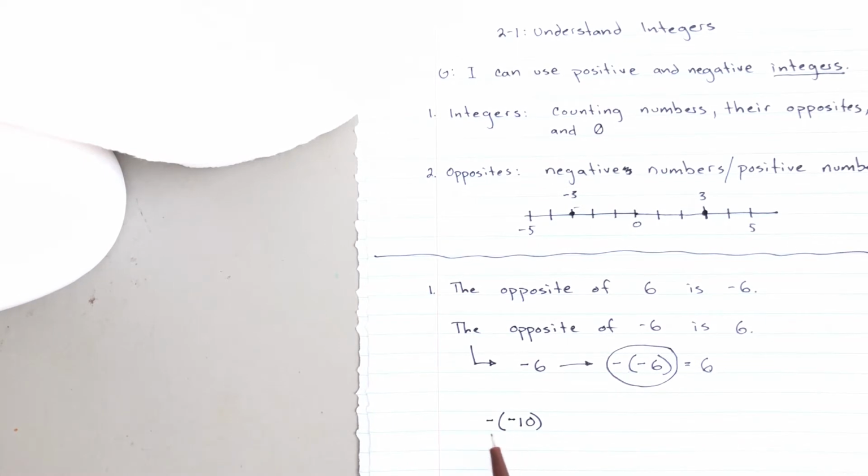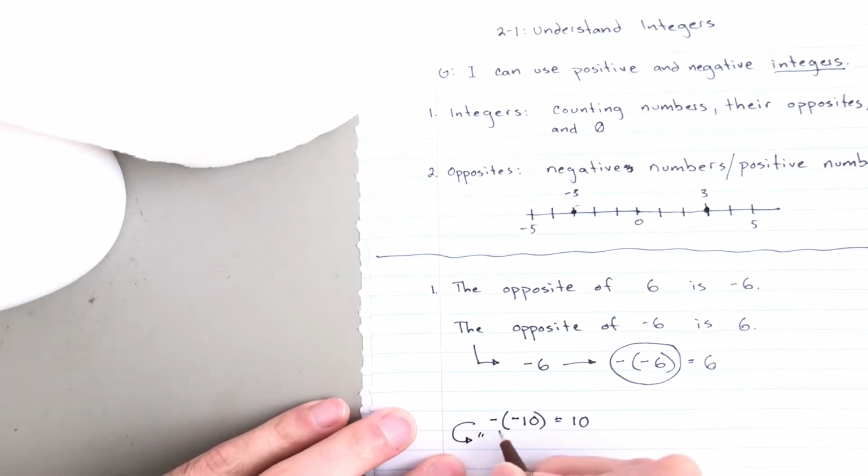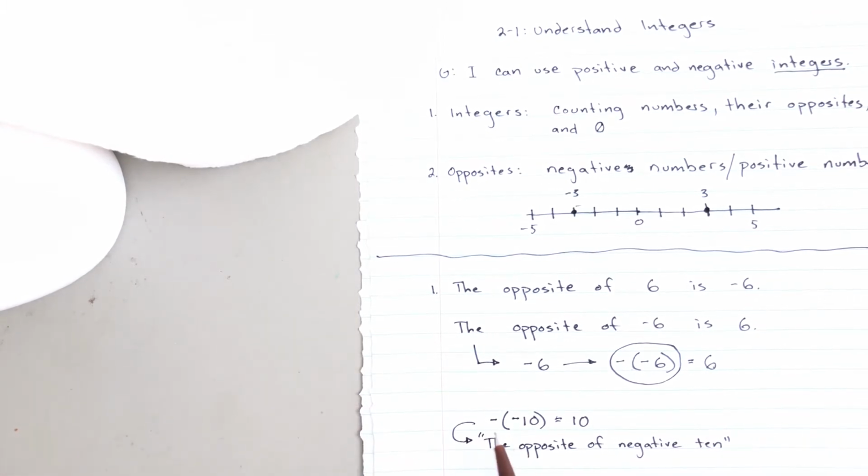We've got the opposite of -10. If you read it that way, then it makes sense. Well, the opposite of -10 is 10. All right, so I'm going to put an arrow here. This literally means the opposite of -10. That's what you would say. The opposite of -10 is 10.